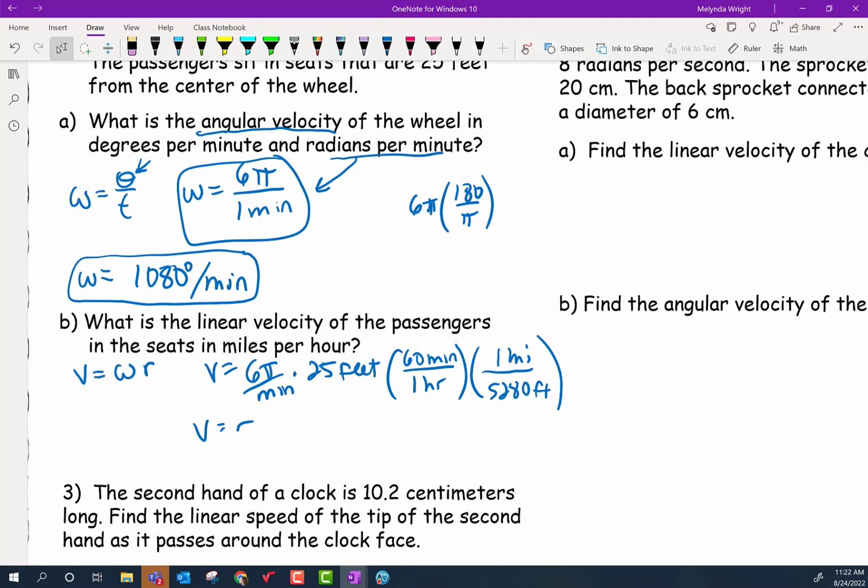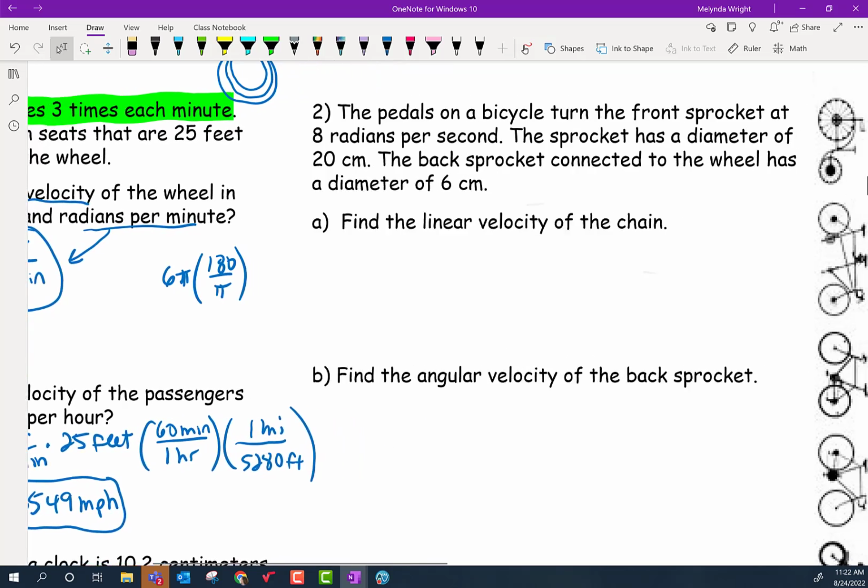So the velocity would be, I just put it in the calculator, 3549 miles per hour. And you should go to the thousandth or ten thousandths is fine, but at least the thousandth, which is 3 decimal places. Okay, yay. Are we doing okay? You're like, sure, Dr. Wright, we're doing great.